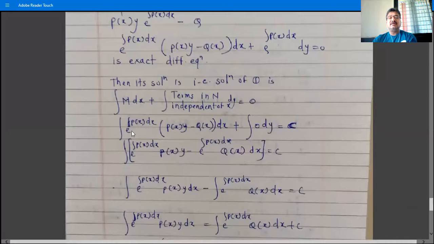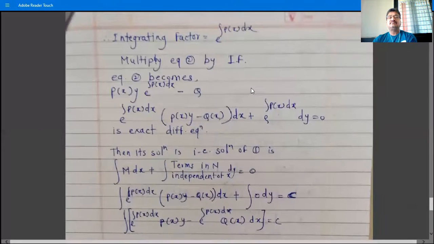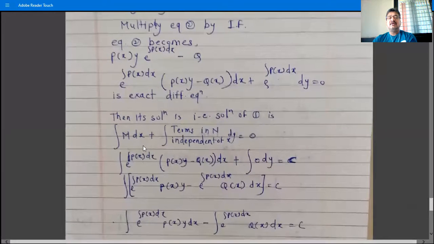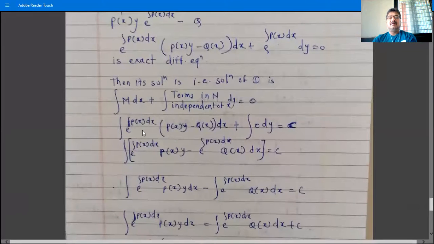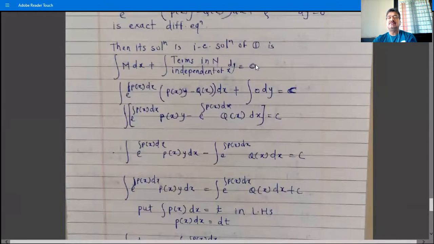Here M is e raised to integration P dx in bracket (Pxy minus Qx), the coefficient of dx, plus the terms in N independent of x. There is only one term in N, and it depends on x, so there is no term independent of x in N, so 0 dy is equal to c, the constant of integration, right, here c, not 0.